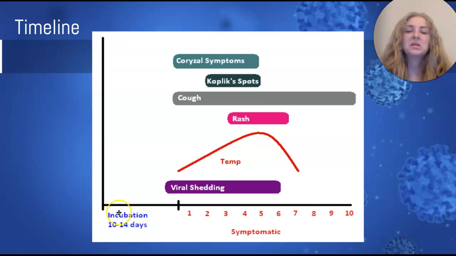Here's sort of a timeline of what the disease process looks like in the body. So for the first 10 to 14 days, you don't have any signs or symptoms. You may not even know you have it at all. And then after that incubation period, then you start getting some signs and symptoms. And then a little bit later on, you develop the rash. And eventually, if all goes according to plan, everything will subside and you will get better.